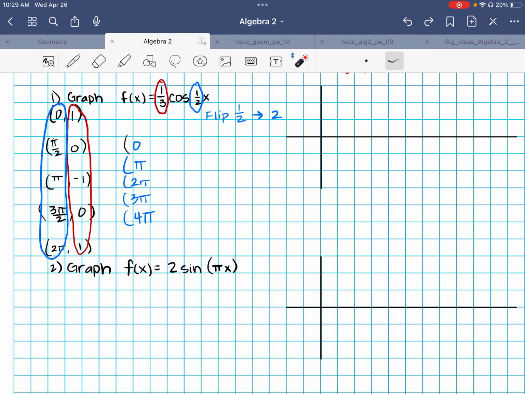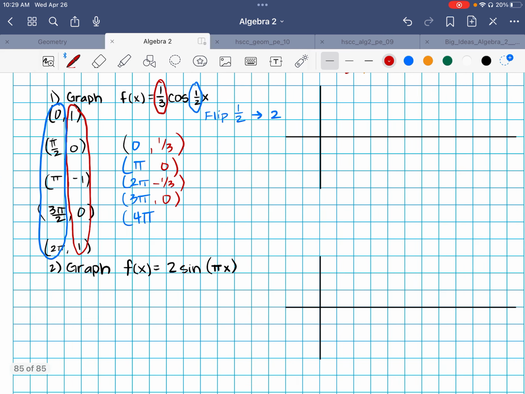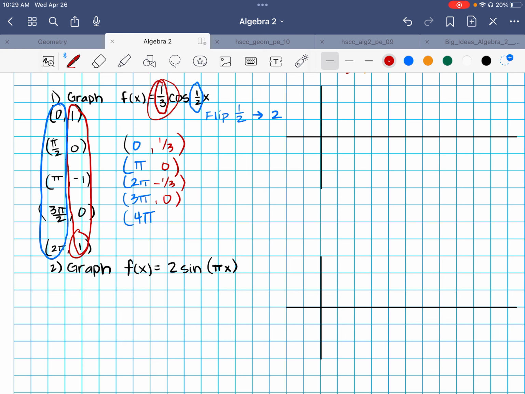Next, we're now going to multiply all of our y values by the A, or the 1/3. So all of those guys are going to get multiplied by the 1/3. So let's go ahead and do that. 1/3 times 1 is 1/3. 1/3 times 0, well, that's just 0. 1/3 times -1, that's -1/3. 1/3 times 0 is just 0. And 1/3 times 1 is 1/3 again. So we're going to have a 1/3 at the very end.